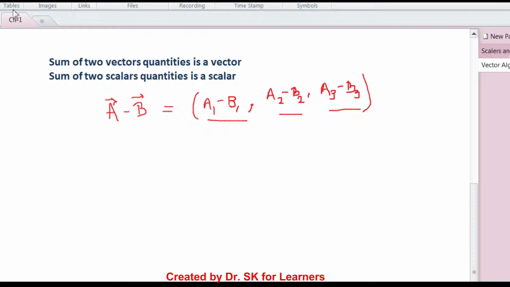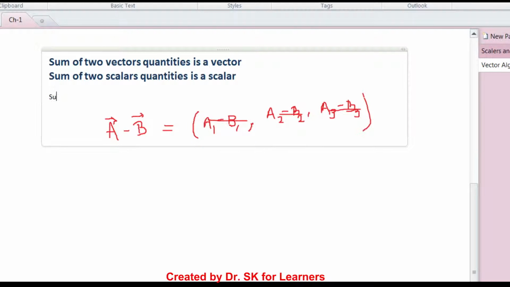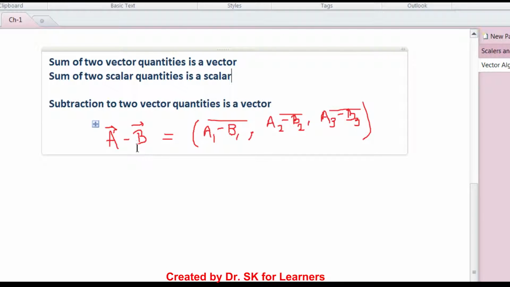Let me stress it. Subtraction of two vectors, so it's quite obvious, right? Like addition, subtraction is also a vector quantity. So whether you're adding or subtracting two vector quantities, you will get a vector quantity.